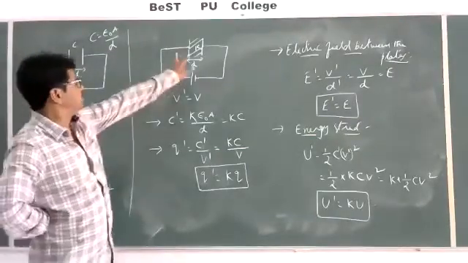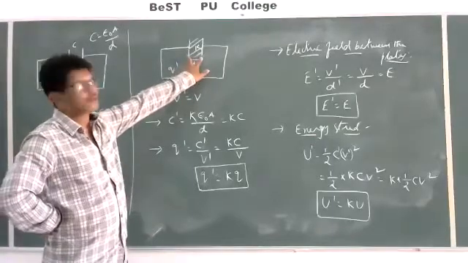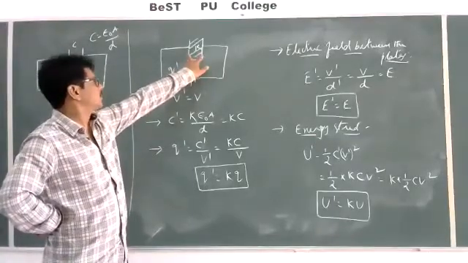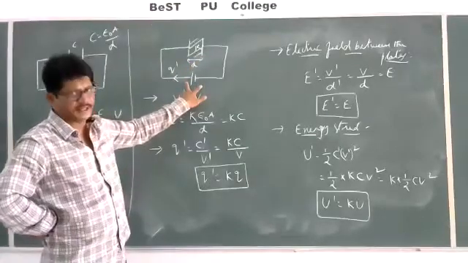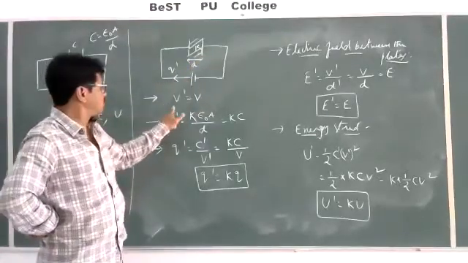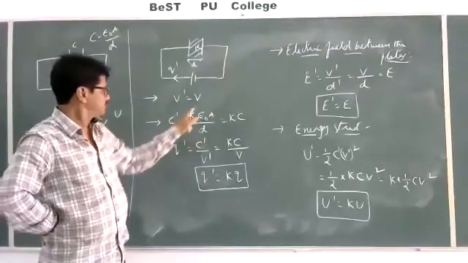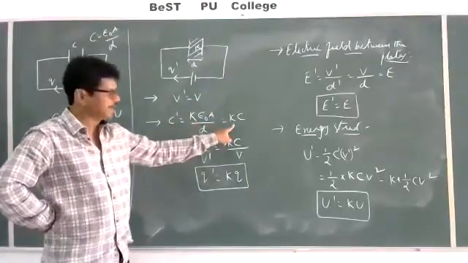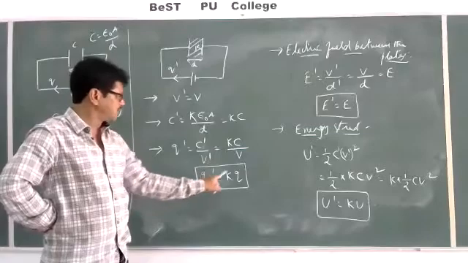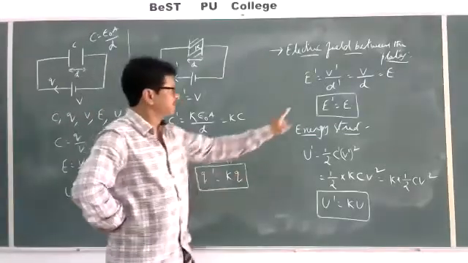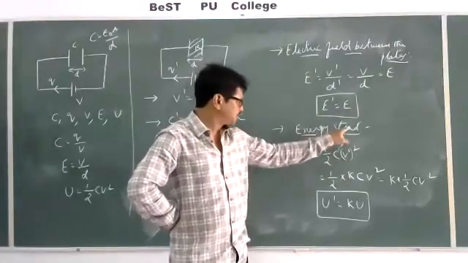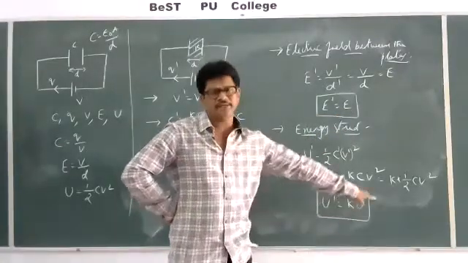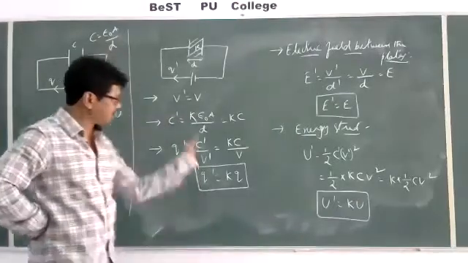So if you introduce a dielectric between the two plates of a capacitor completely without disconnecting the battery, the potential difference remains constant, capacitance increases to K times, the charge increases to K times, the electric field between the two plates remains constant, and the energy stored increased to K times. Like that relation.